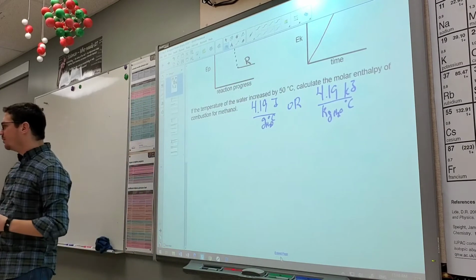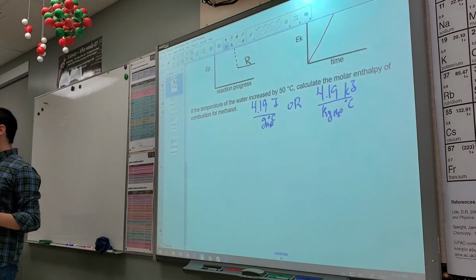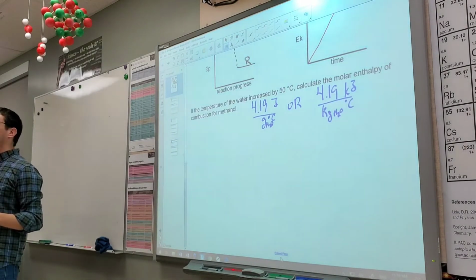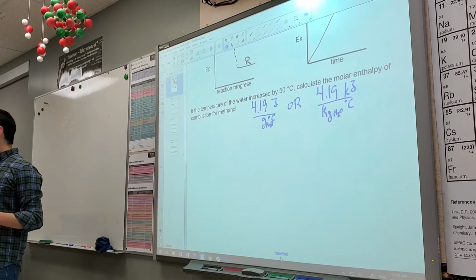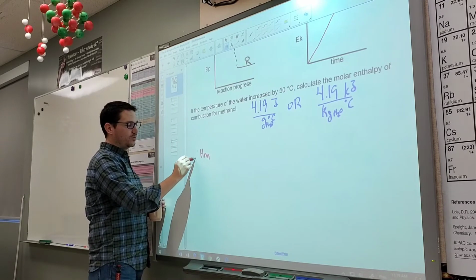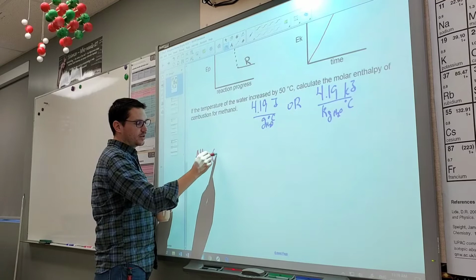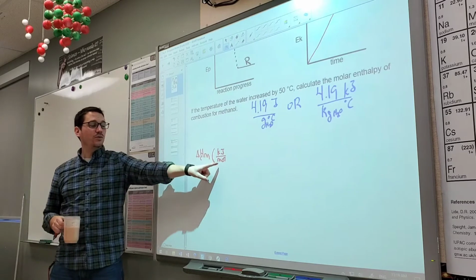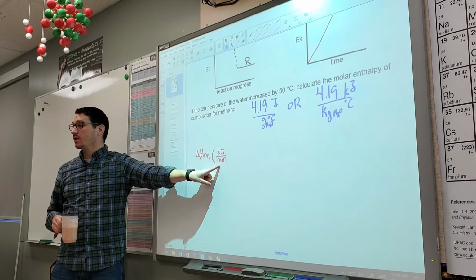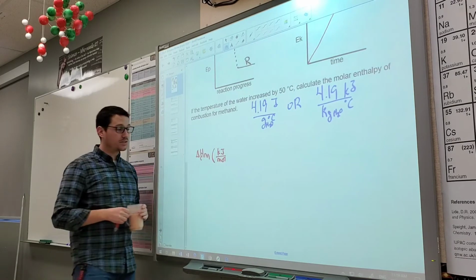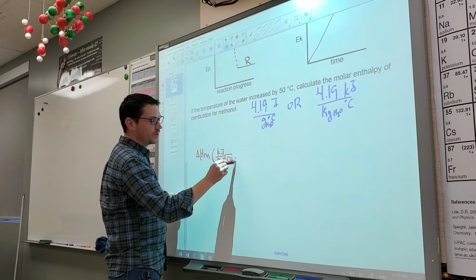The question I want to ask you: what are you looking for? The molar enthalpy of combustion. So what is molar enthalpy measured in? Kilojoules over moles. We're looking for the molar enthalpy of combustion, and it's measured in kilojoules per mole. Now, I want to be very clear. It's kilojoules per mole of what substance? For methanol, per mole of CH3OH.